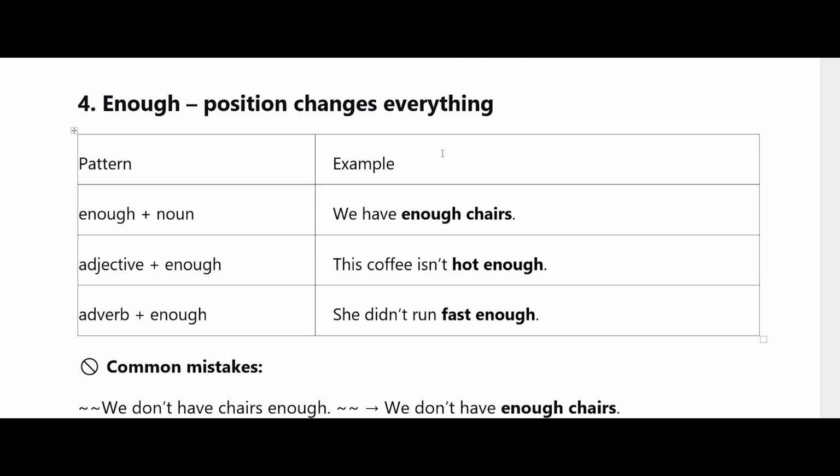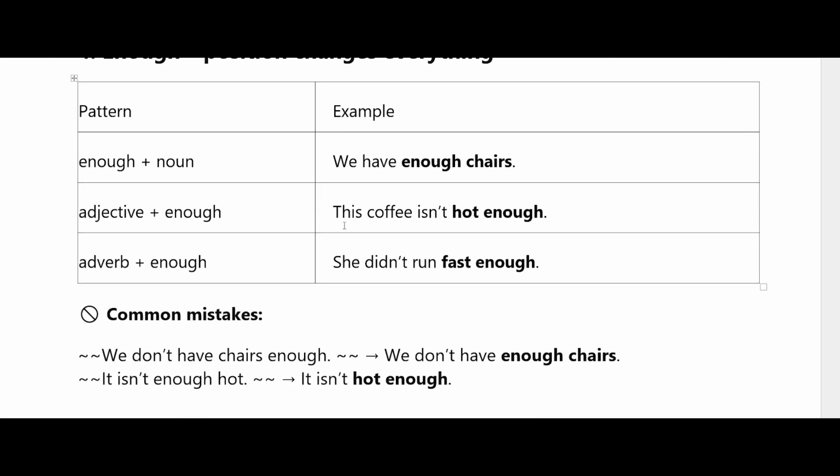Next is 4. Enough. Position changes everything. Pattern: enough plus noun. We have enough chairs. Again, enough before nouns. Adjective plus enough: this coffee isn't hot enough, so after adjectives. And adverb plus enough: she didn't run fast enough. So enough is after adverbs.